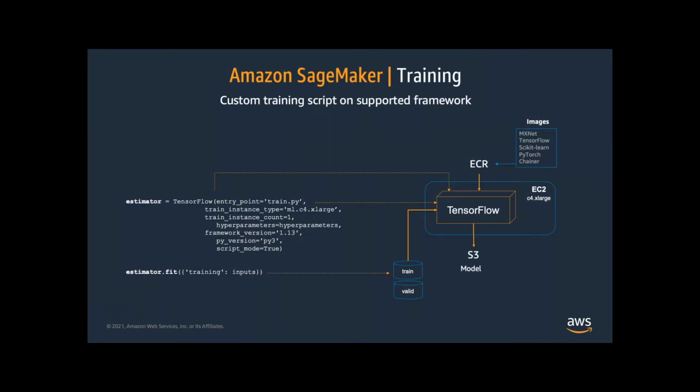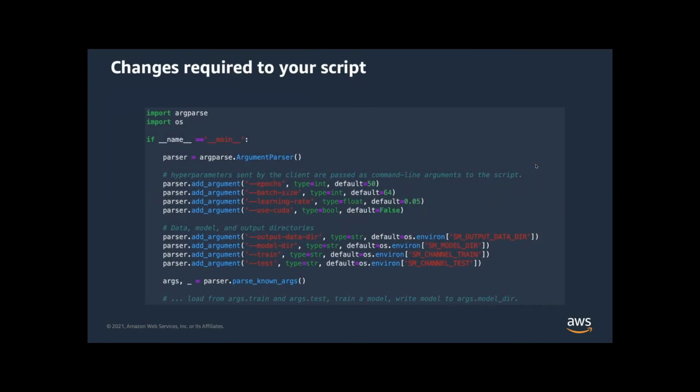So here's what the process looks like. We have several images: MXNet, TensorFlow, scikit-learn, PyTorch containers, and the list is even bigger. You determine which instances, and then the next step is to run the estimator fit, and then you're going to train your model.